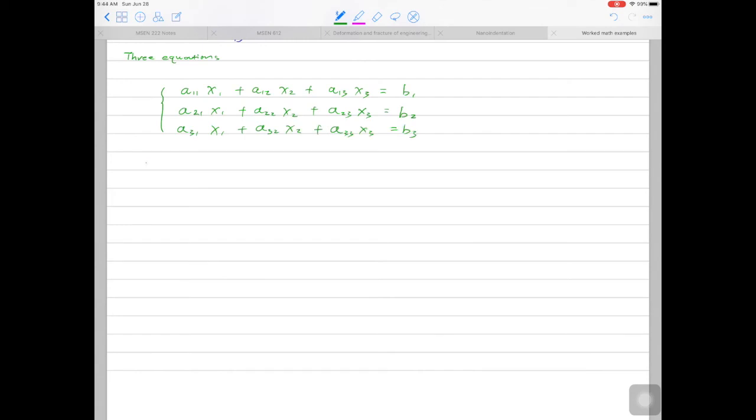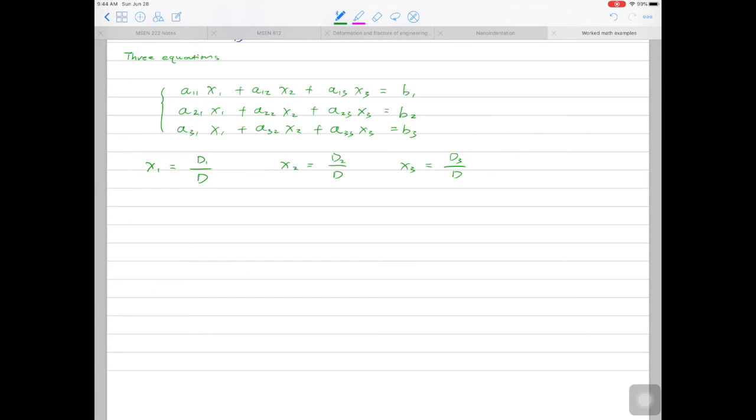Then the solution for x1 is equal to d1 over D. D is the determinant of the matrix on the left, so the matrix is composed of only A's. Then x2 is equal to d2 over D, and x3 is equal to d3 over D. Then what are d1, d2, and d3?